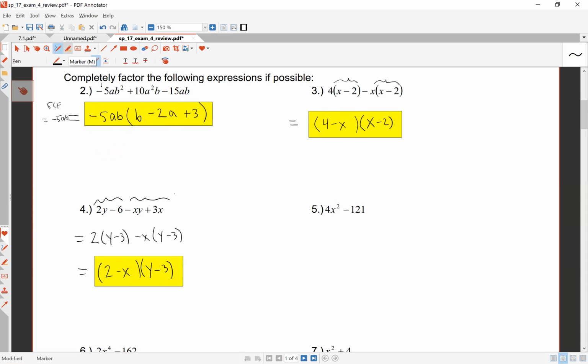Number 5 is a difference of 2 perfect squares. The two terms that are being squared are 2x and 11. So when we factor that, we recover our two terms, 2x and 11. We add them, and then we subtract them.